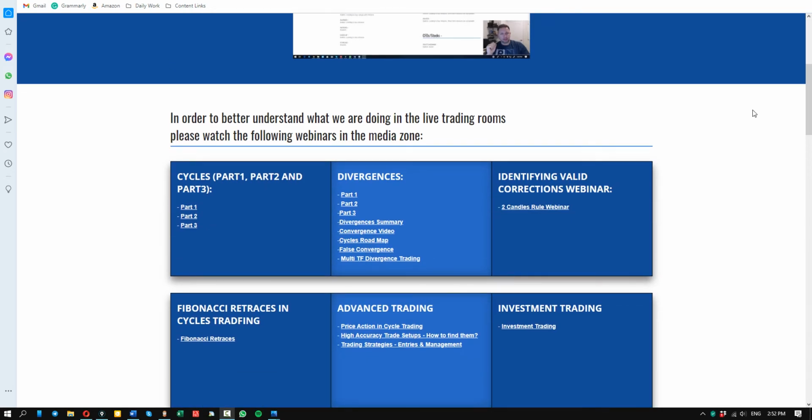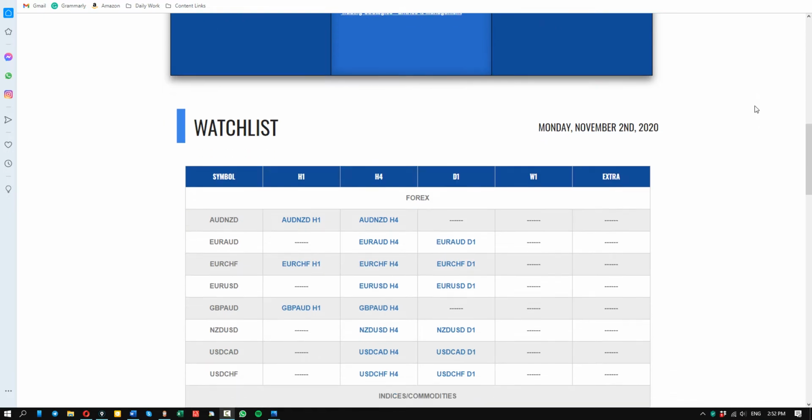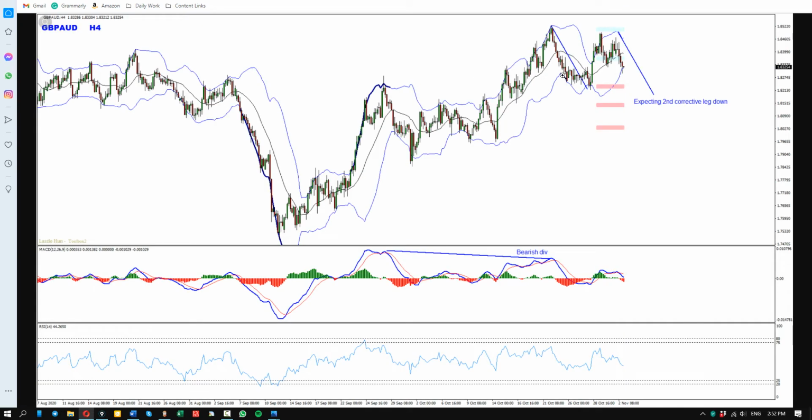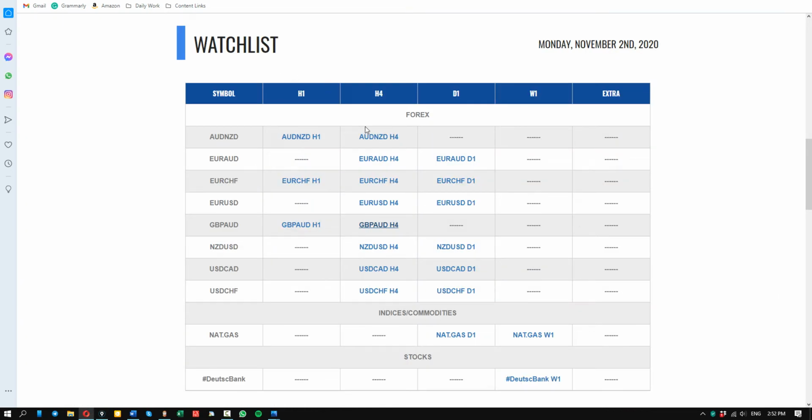So to refer to that, I want to scroll down. You can see this is from 2nd November 2020, and I want to discuss this pair, Pound Aussie. Long story short, this was our analysis, okay? After analyzing the market, we expected to see the second corrective leg down. I'm not going to explain why. This is as per the analysis. Of course, you can learn all my techniques inside Traders Academy Club. It's not the subject of this video.